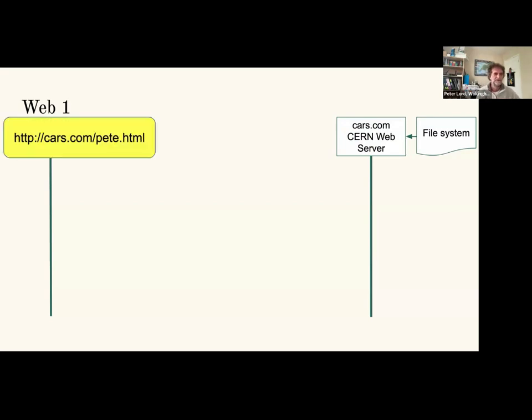Now, if the user types a URL into the web browser, http://cars.com/peep.html, that is broken down into a scheme, which is HTTP, a server address or authority, as it's called, which is cars.com, and then the path, which is peep.html. Now, the HTTP is telling the web client, the browser on your desktop, to use the HTTP protocol to talk from your desktop to the server.